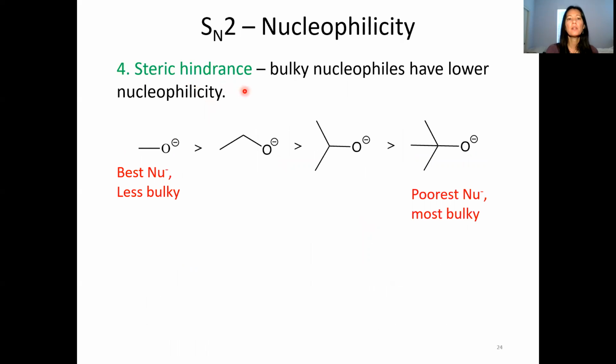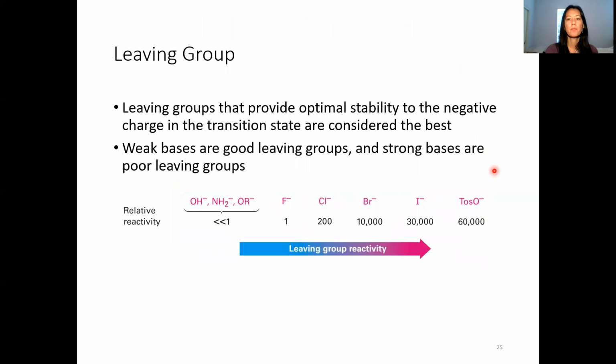The other thing is, and we've already touched on this, steric hindrance. You want less bulky nucleophiles. These are better. So just the methoxide is better than tert-butoxide. And it's just because the smaller guys can get into that transition state, get organized in that transition state easier than something bulky that has a little bit more or a lot more steric hindrance.